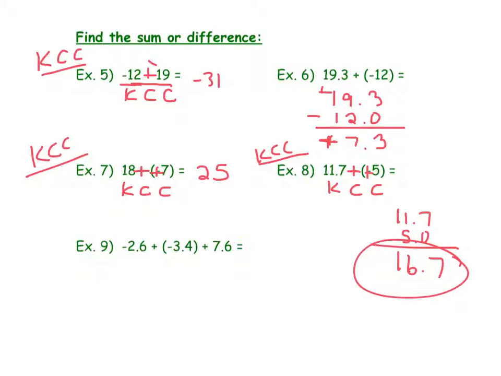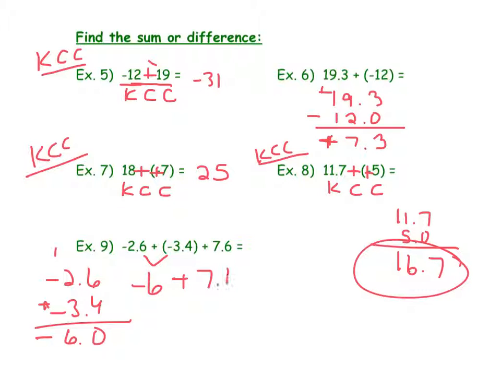Example 9, we have three numbers that we're working with. So I'm going to work with the first two. They're both negative, so I add them together. So I get negative 2.6 plus a negative 3.4. Add that together and I'd get a negative 6.0. So that number is negative 6. And I'm going to add that to a positive 7.6. So a negative plus a positive, you subtract and take the sign of the bigger number. So we would get 1.6 positive because the 7.6 is bigger. That's your answer. All right, we're not done. We have a few more to go.